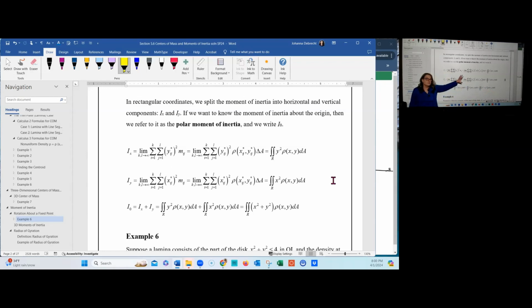So this gives us three different formulas: one for the horizontal moment of inertia, the vertical moment of inertia, and what's called the moment of inertia around the pole, meaning the polar axis. And the pole, of course, is going to be the origin. So the polar moment of inertia, we write that I sub 0, right?